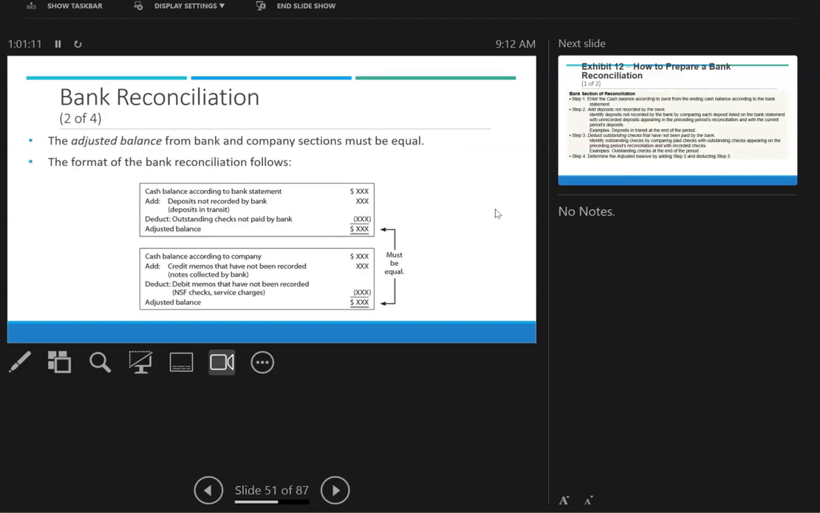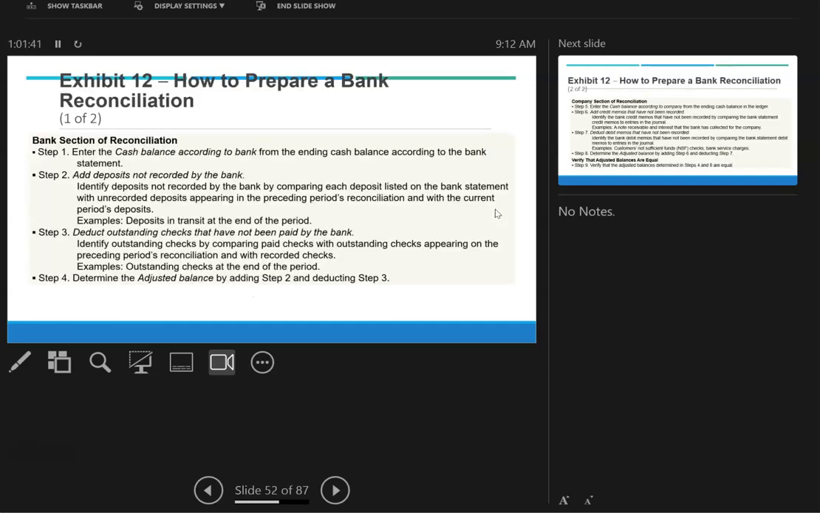So here you see the cash balance according to the bank statement with any additions and subtractions, and we get an adjusted balance. And then we'll do the same with the company. Company's cash balance with additions and subtractions, and we'll get an adjusted balance. And guys, those adjusted balances must equal, because we're going to compare where we're off, and we should balance.